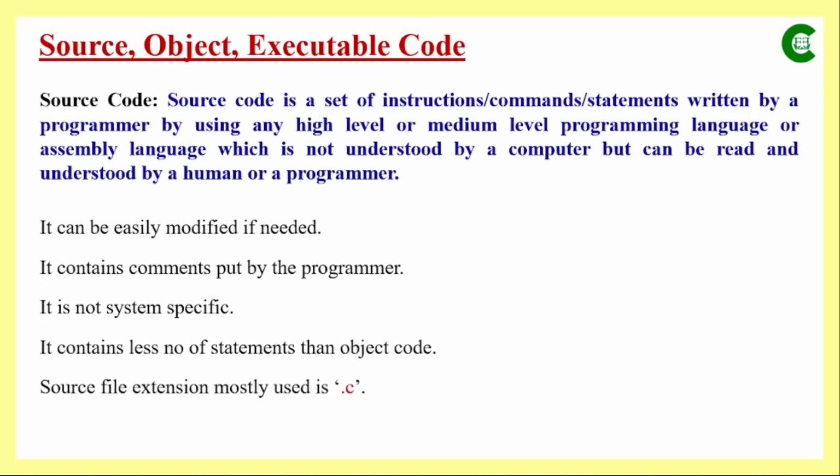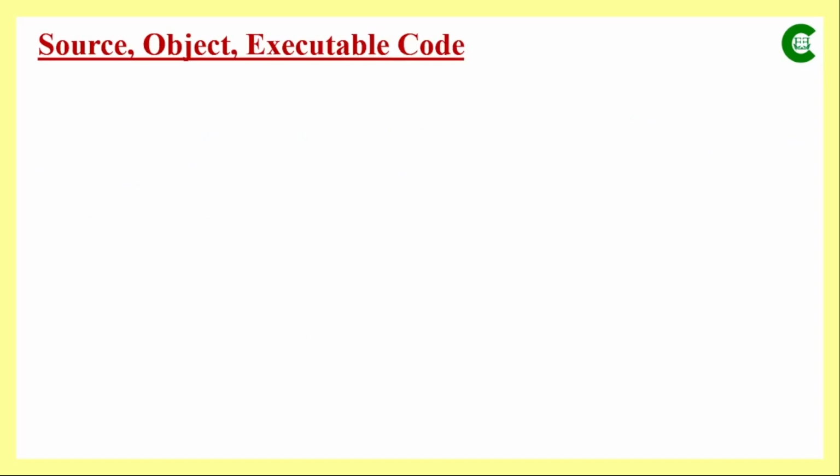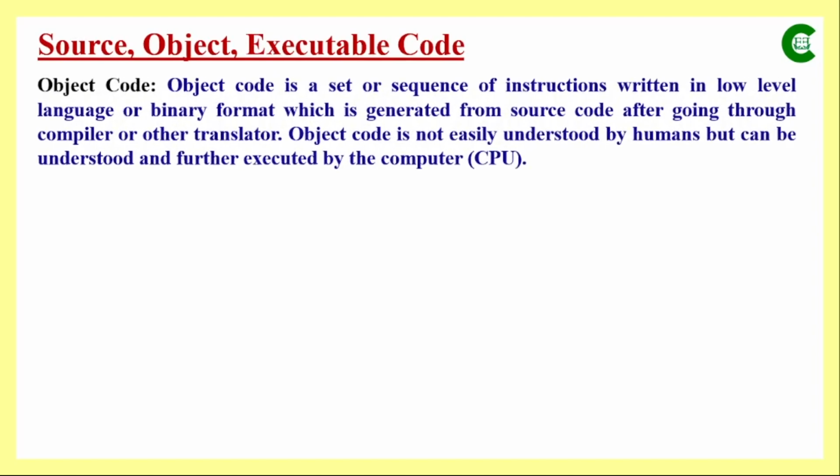And the file where we write the program by using C language, the source file, the extension of that file is .c. Now once we have written the program, once we have written the source code, we will compile the program. And after successful compilation, means once the program is free of any syntax or semantic errors, then the object code is generated.